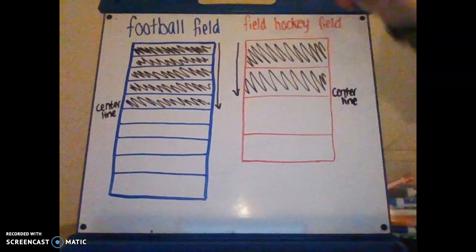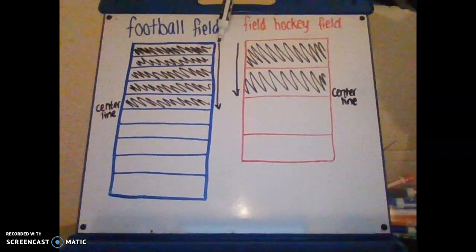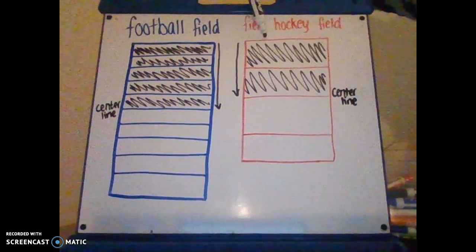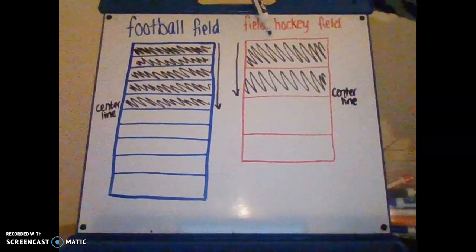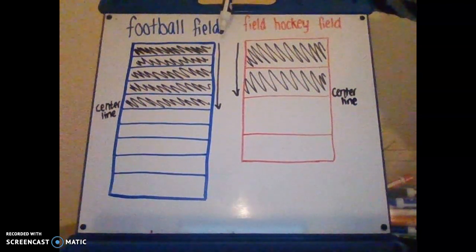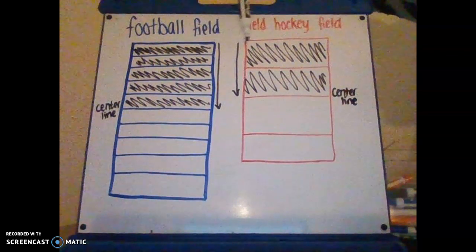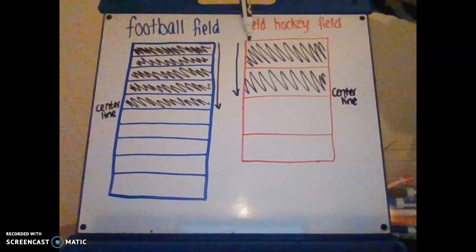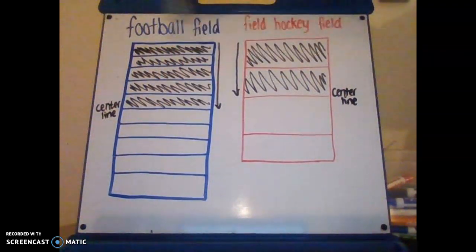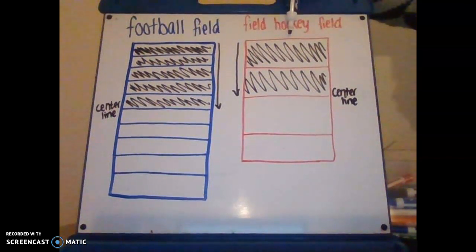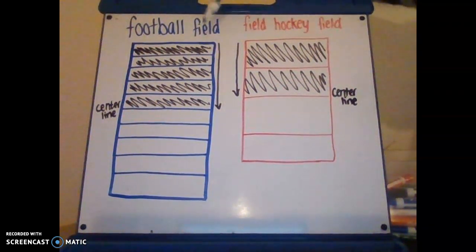We can look at it here. She ran 1/2 of this field and she ran 1/2 of this field. They both ran 1/2, but we cannot say that this 1/2 is equal to this 1/2 because our wholes are not the same. This whole field is longer than this whole field. So we cannot say that this 1/2 is equal to this 1/2. They are different halves.